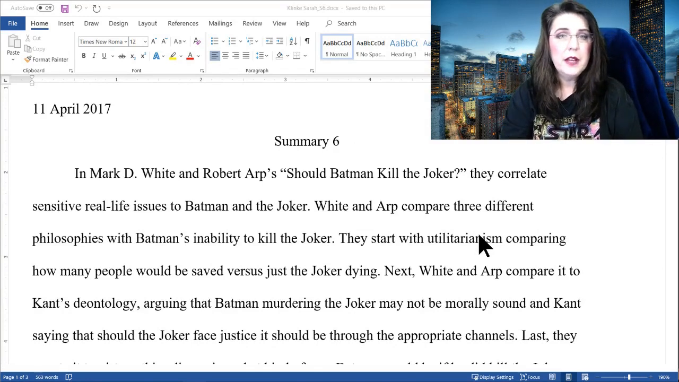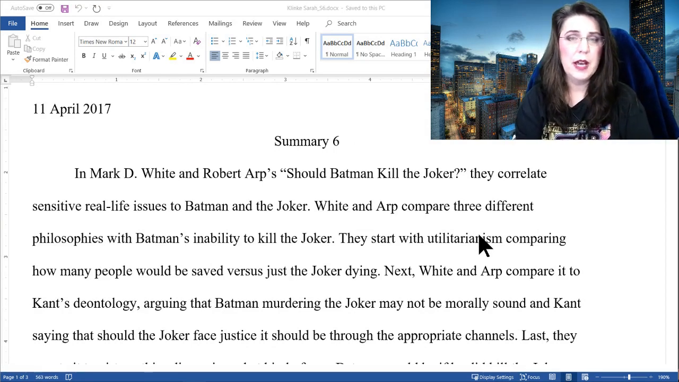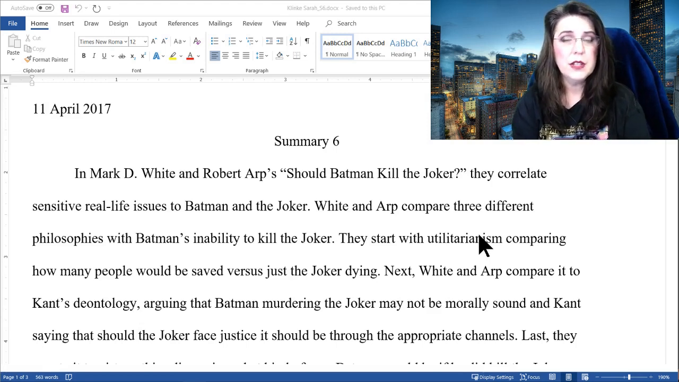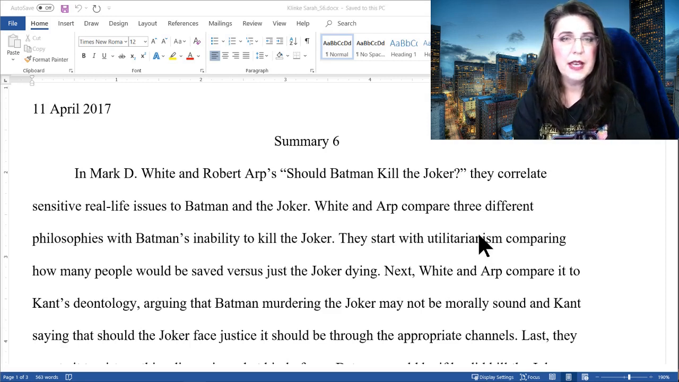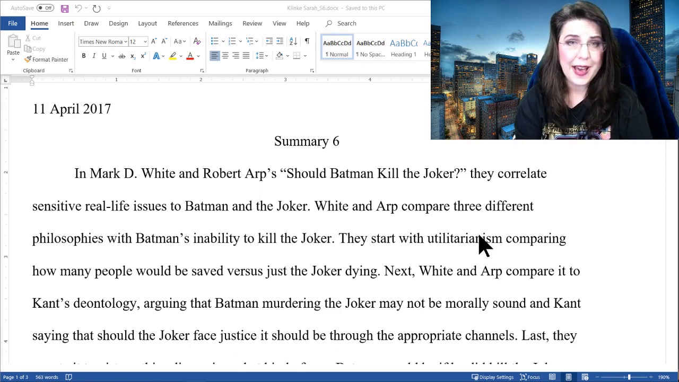Now remember, I told you that summary has its own genre, and to ask your instructor what they want for their particular assignment. For my students, I want them to have the author, the title that they're summarizing, and the thesis of that particular essay within the first sentence. So let's look. In Mark D. White and Robert Arp's Should Batman Kill the Joker, they correlate sensitive real-life issues to Batman and the Joker. So Sarah Klinke has expertly identified the authors, the title, and their thesis.